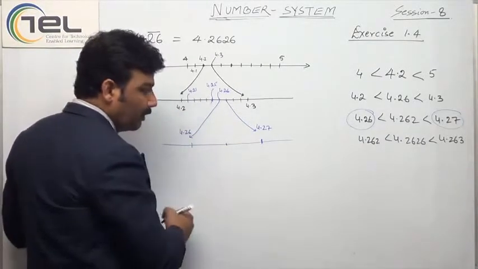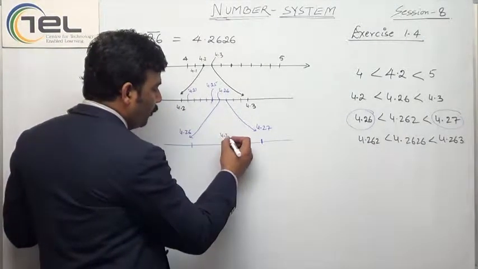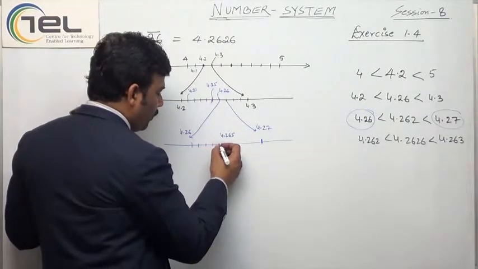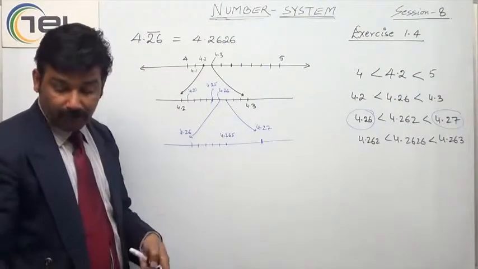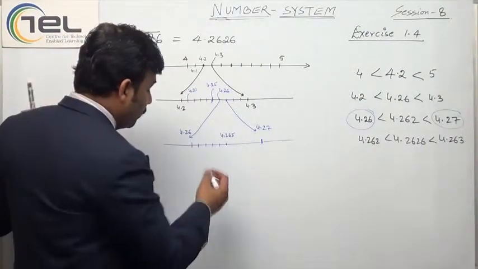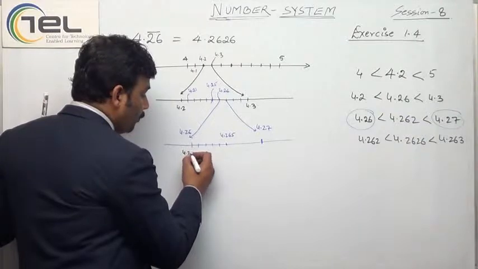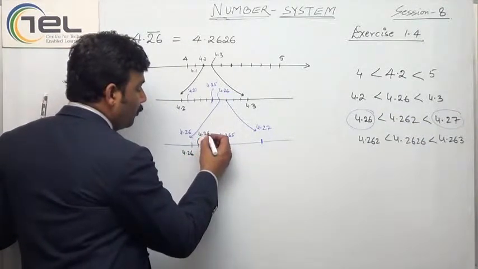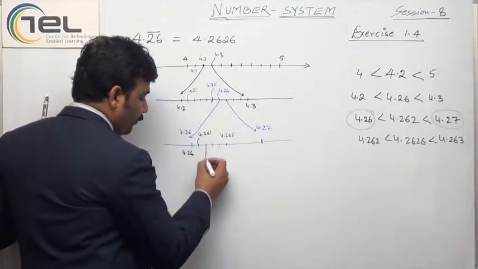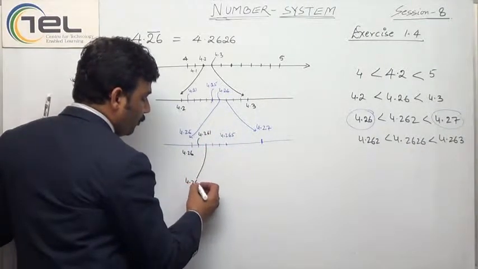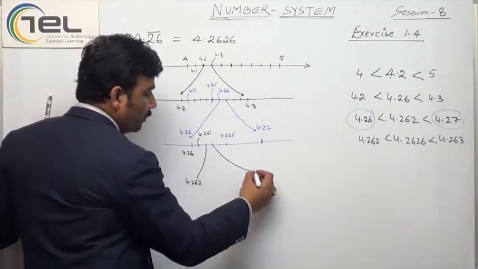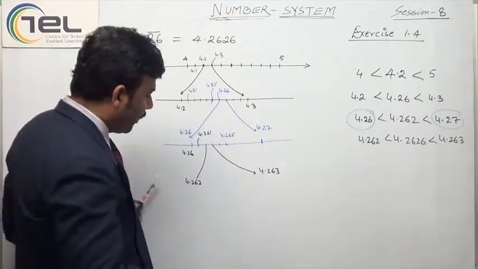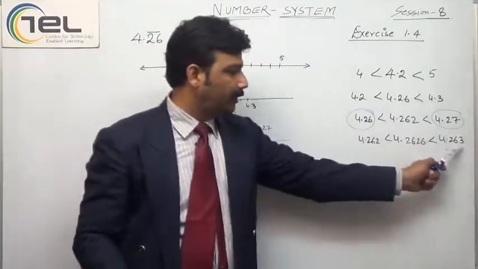Again I put it: this is 4.265. I have to make 4 parts here. So this is 4.26, this part is 4.261, this one is 4.262, and this one is 4.263. Why am I magnifying them? Because the next number is lying between them.